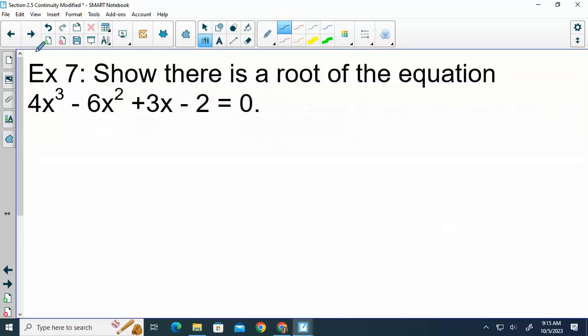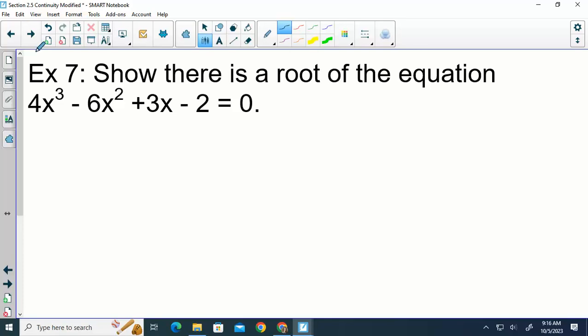So when we do these problems this year, we have an extra step. Last year, all you had to do was basically plug in two x values, and if you could get a positive answer and a negative answer, you could just say there's a 0 in between. Now we're going to have to state if the function is continuous or not.